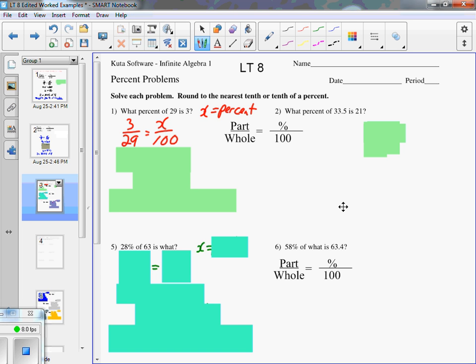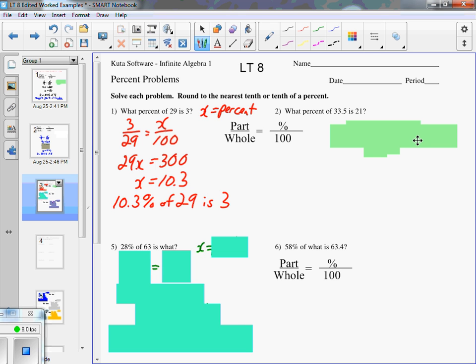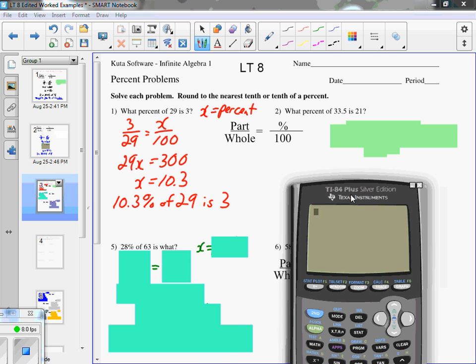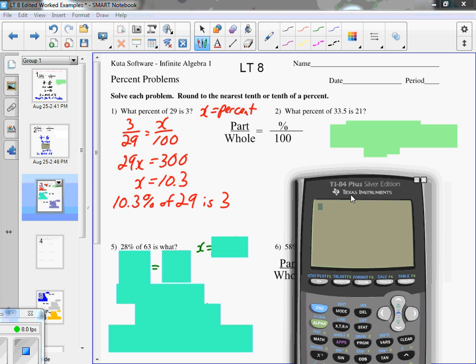If we can get this set up, we should be able to get the right answer. You guys with me on setting it up? All right, you do cross products. You get 29x equals 300. You divide both sides by 29. And if you round that to the nearest tenth, you get 10.3. And then you need to keep in mind, what is the 10.3? It was the percent.